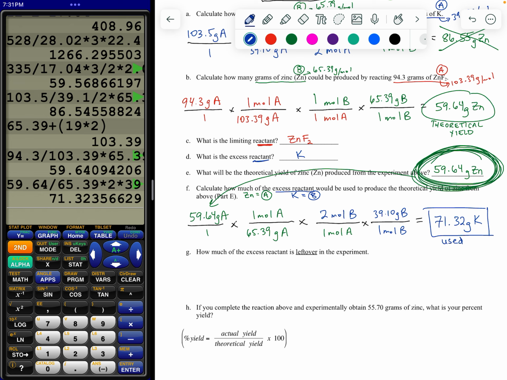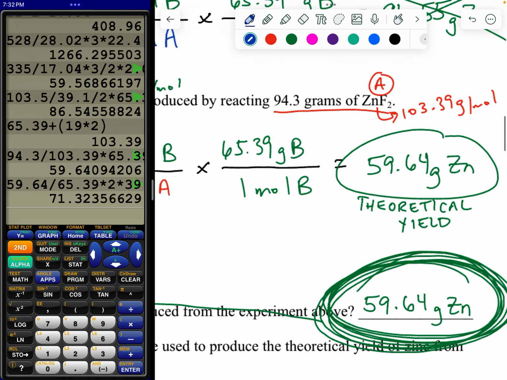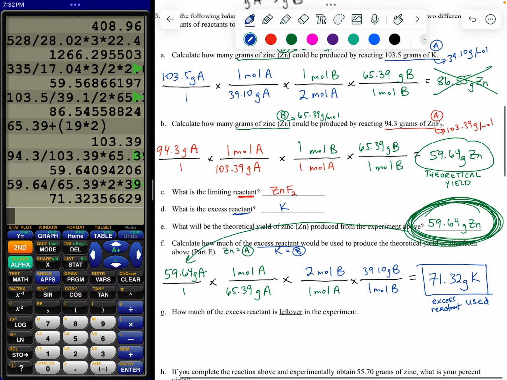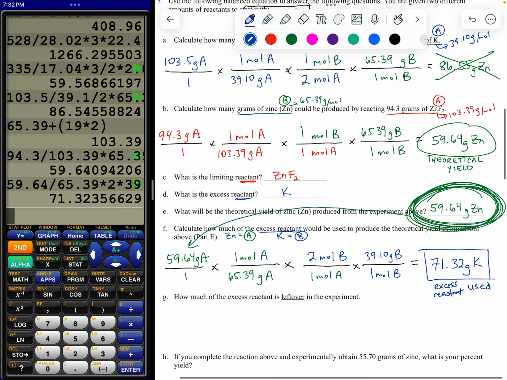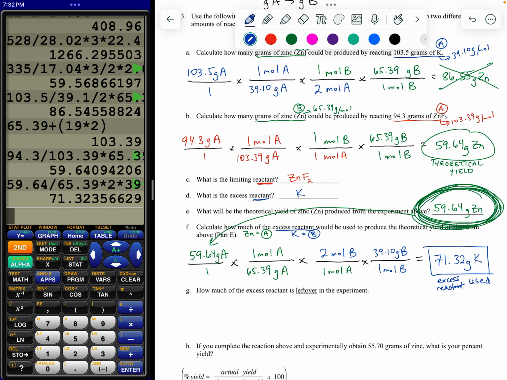And so this is how much is used. And actually, let's go a step further, and let's just say this is excess reactant used, right? Our excess was the potassium. We have way too much potassium. And so once all of that zinc fluoride runs out, those 94.3 grams, the reaction stops, and then there's a bunch of that potassium floating around.